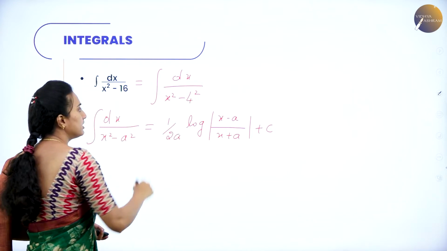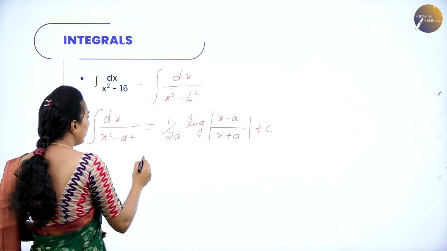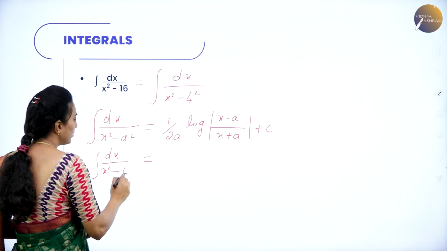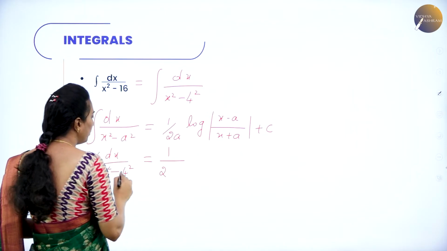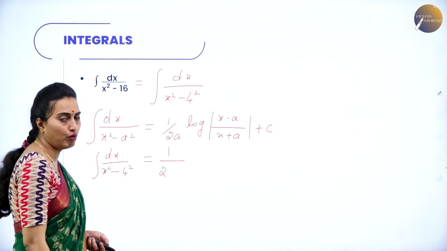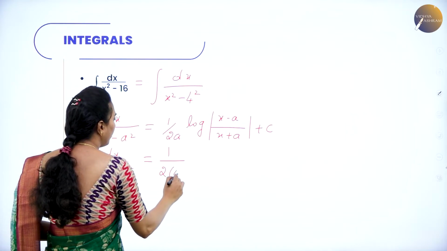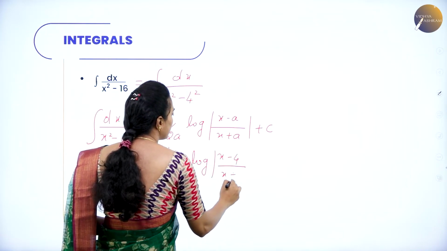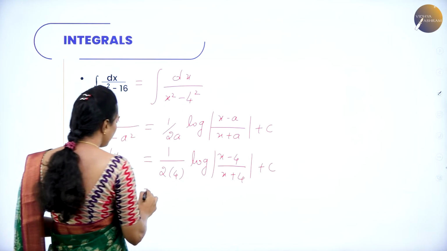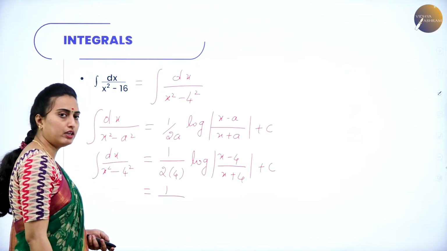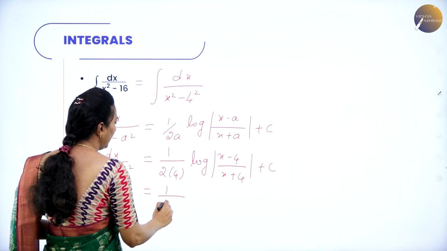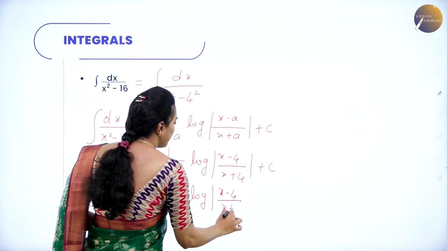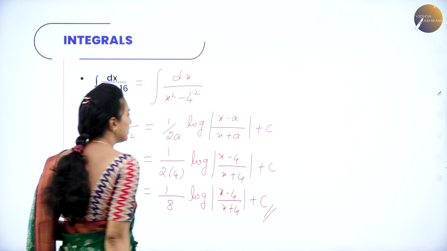Therefore, a is replaced here by 4, and x stays as it is. Writing according to that, the integral of dx divided by x squared minus 4 squared will become 1 divided by 2 into, so a is nothing but 4 here, isn't it? So 2 into 4 into log of modulus of x minus 4 divided by x plus 4, plus c. On further simplification, 2 into 4 is 8, so we get 1 divided by 8 into log of modulus of x minus 4 divided by x plus 4, plus c. This is the answer.